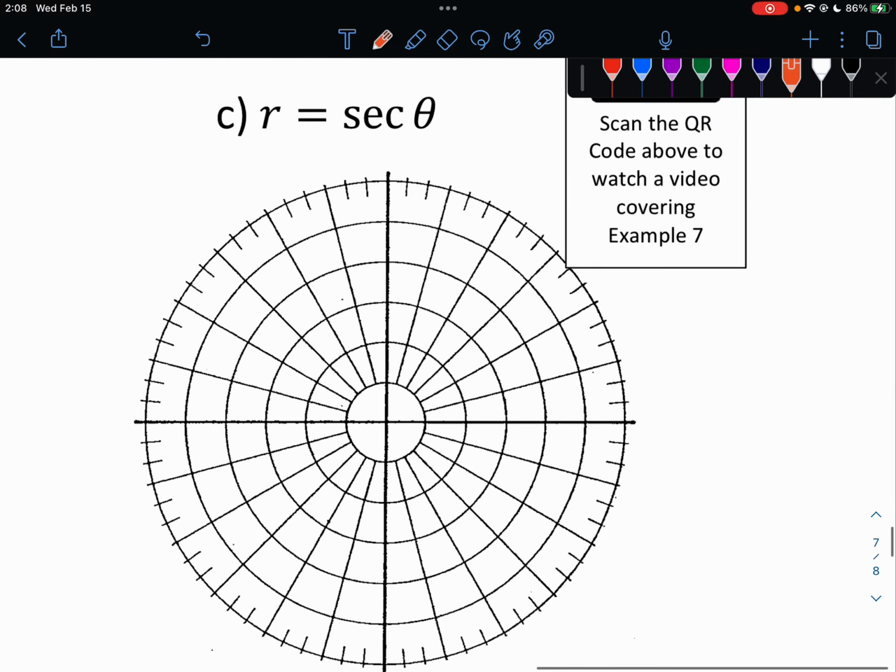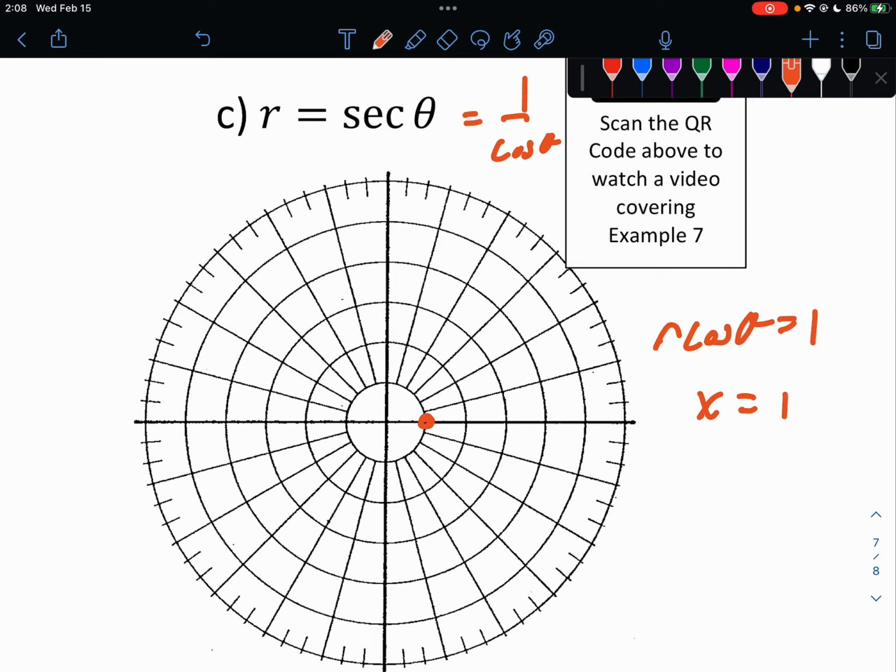And for C, this is 1 over cosine, right? So that means r cosine equals 1. r cosine is x. So x equals 1. That's 1, 0. It's a vertical line there.